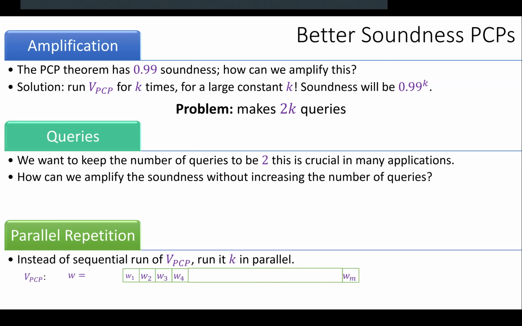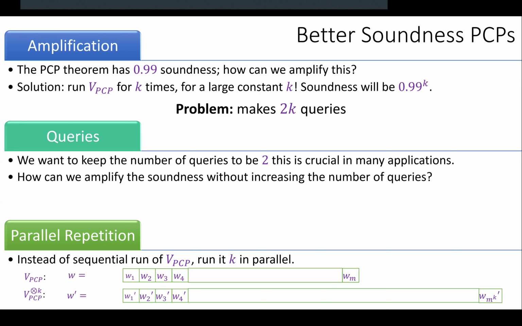So for the verifier PCP, the witness is some string W1 to Wn. Now we want to construct a new witness where a single query to the witness would sort of simulate k queries to the previous one. So first of all, you're going to invent complicated notation, V_PCP to the k, which just means that you do it k times. And what's going to happen to the witness is that it's going to be much longer. And each location in here is going to correspond to k locations in the original one.